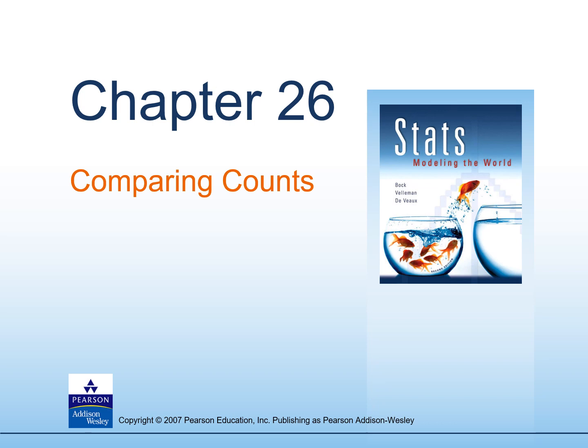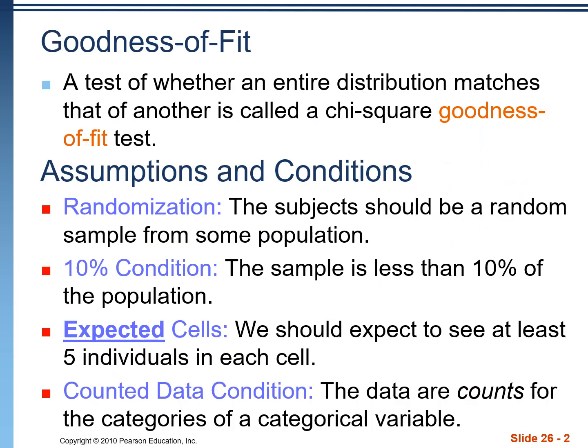Unit 7 only has 2 chapters in it. It starts with chapter 26, which is going to introduce a new distribution, the chi-square distribution. There are 3 types of inference tests in this chapter, and the first one is called the goodness of fit test. This is where we want to see if an entire distribution matches that of another distribution.